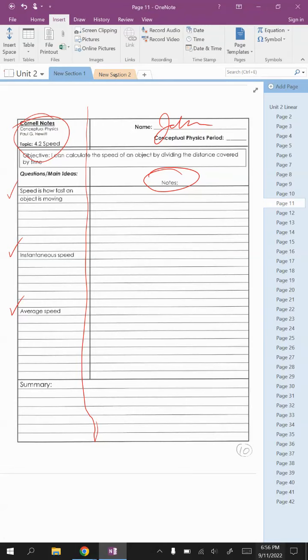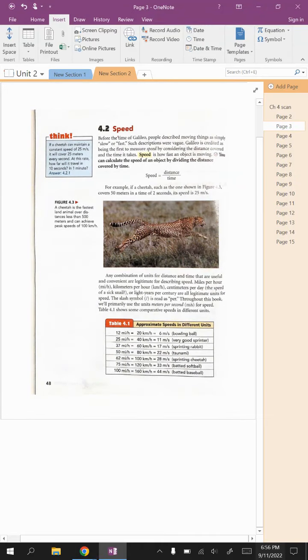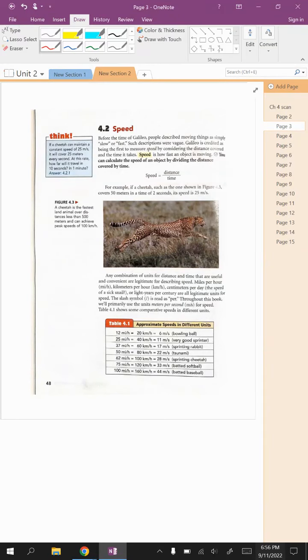So we can go over here as an example and look at this section, 4.2 Speed. It says before the time of Galileo, people described moving things as simply slow or fast. Such descriptions were vague. Galileo is credited as being the first to measure speed by considering the distance covered and the time it takes. So speed is how fast an object is moving, and you can calculate the speed of an object by dividing the distance by the time. Here's an example. We've got a cheetah. If the cheetah goes a distance of 50 meters in a time of 2 seconds, then its speed was 25 meters per second. So 50 divided by 2.